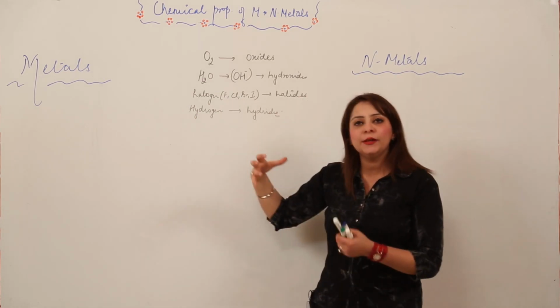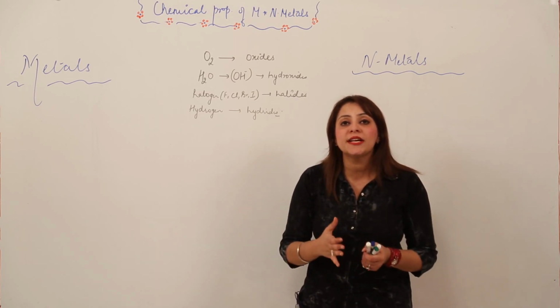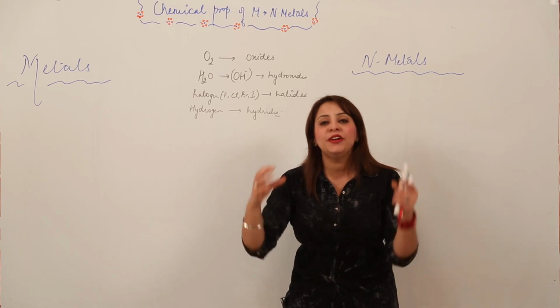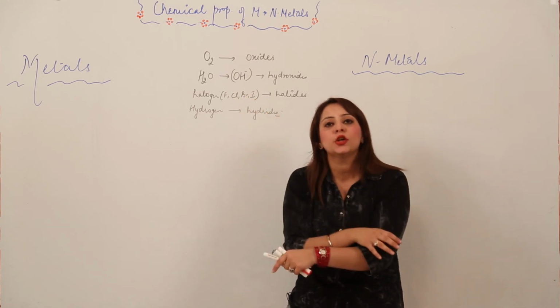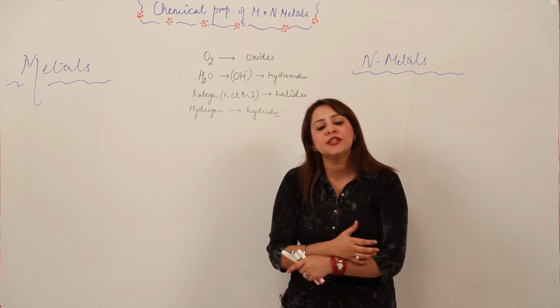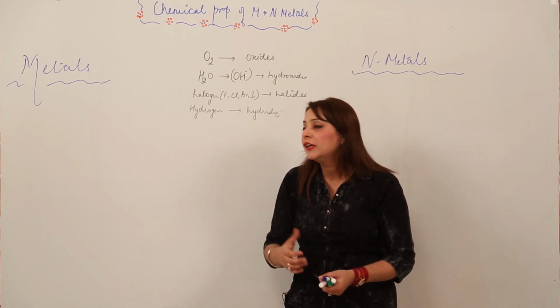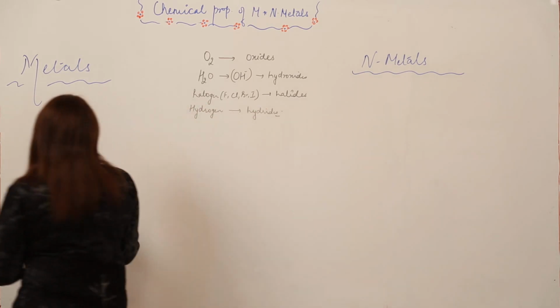Now, I'll start with the chemical reactions, and you all know how we make the chemical formulas. We write the names of the elements, we write their valencies, and we intercross them, right? And after intercrossing or simplifying them, we get the formula of the compound. So, just look at the board.